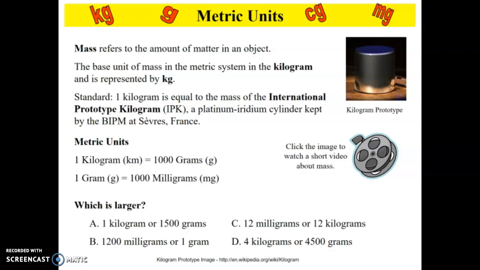So down below, I'd like you to do a little math and figure out which one is larger for each of these. 1 kilogram or 1,500 grams, 1,200 milligrams or 1 gram, 12 milligrams or 12 kilograms, or 4 kilograms or 4,500 grams. So take a second and circle those.